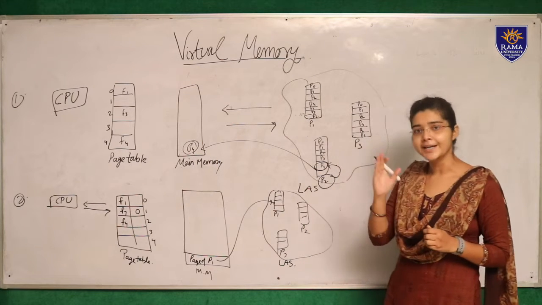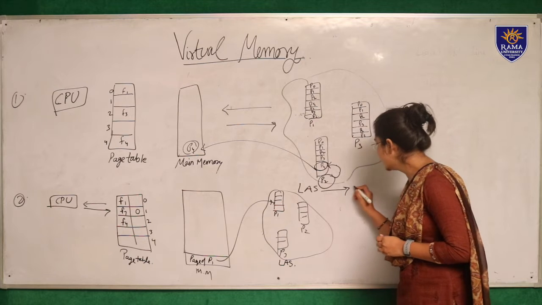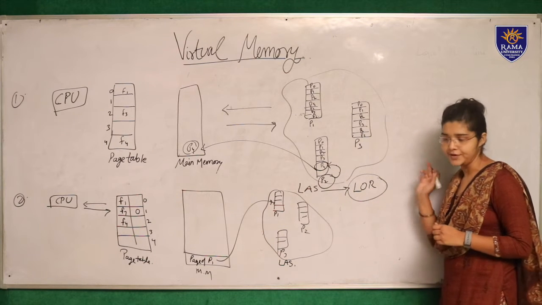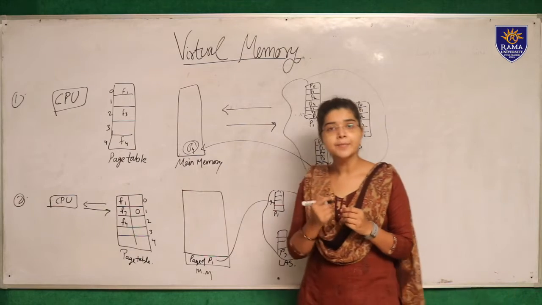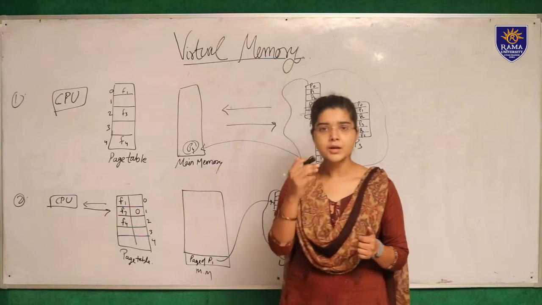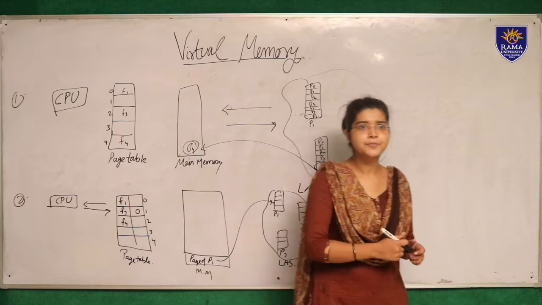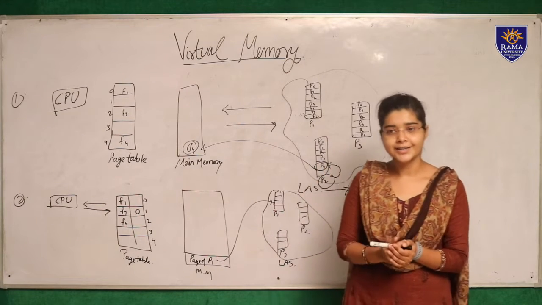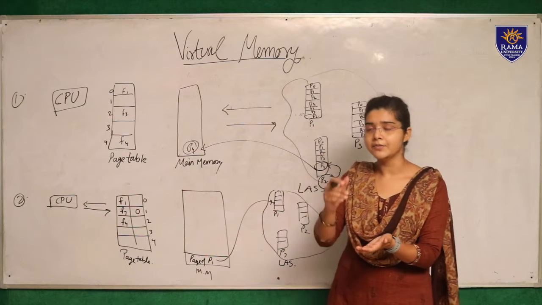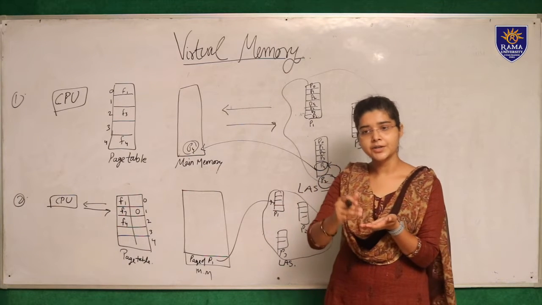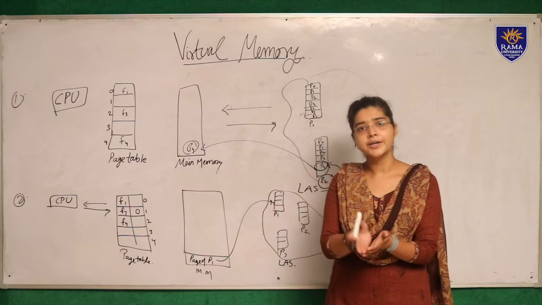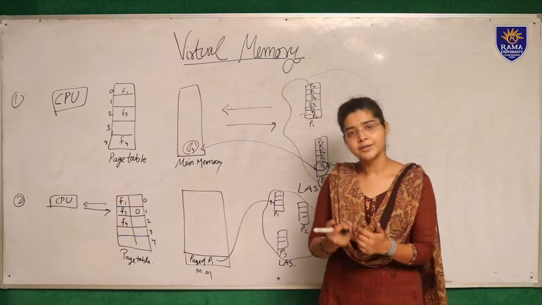After that, LAS, the logical address space, is linked to the LOR, the locality of reference. What is it? I am giving a live example. Suppose a teacher is taking attendance of the students. The teacher calls roll number 7. After roll number 7, roll number 8, roll number 9, and roll number 10 are already ready, thinking my turn is coming.